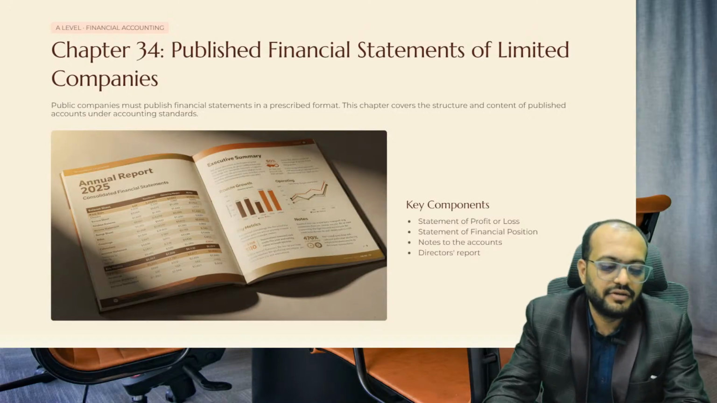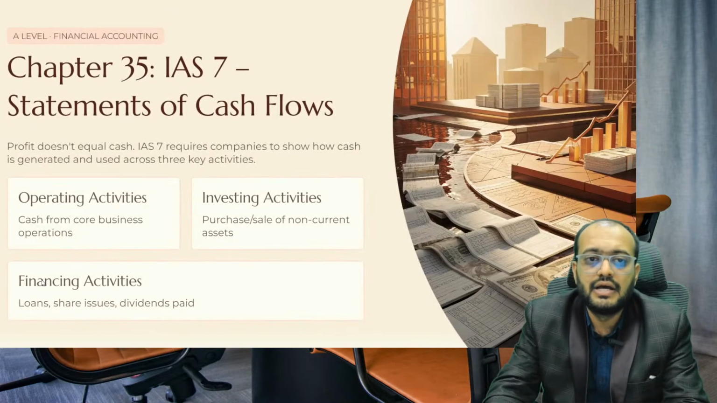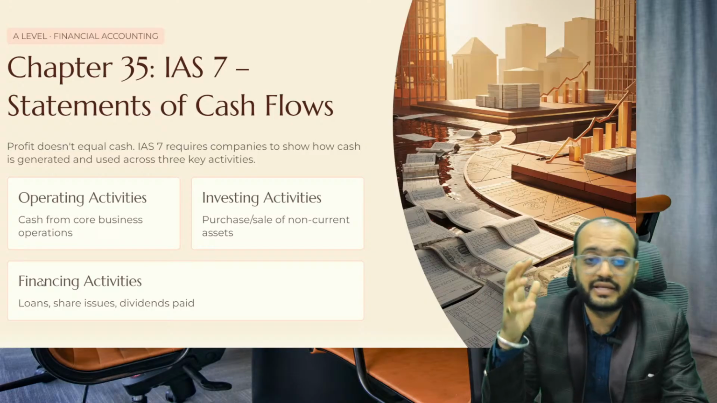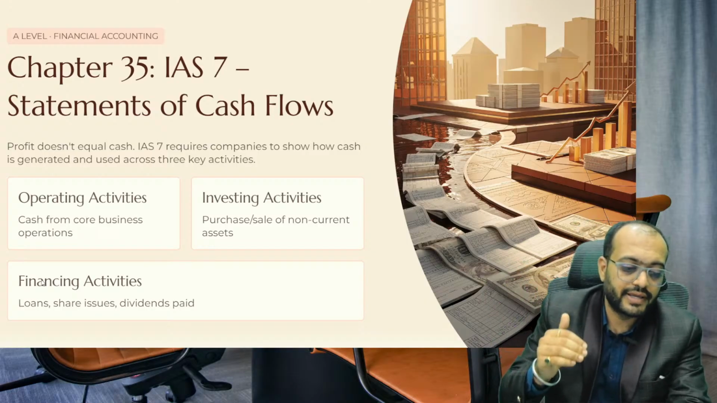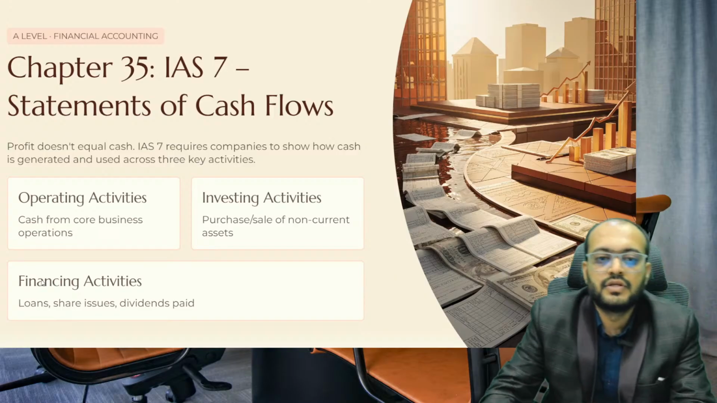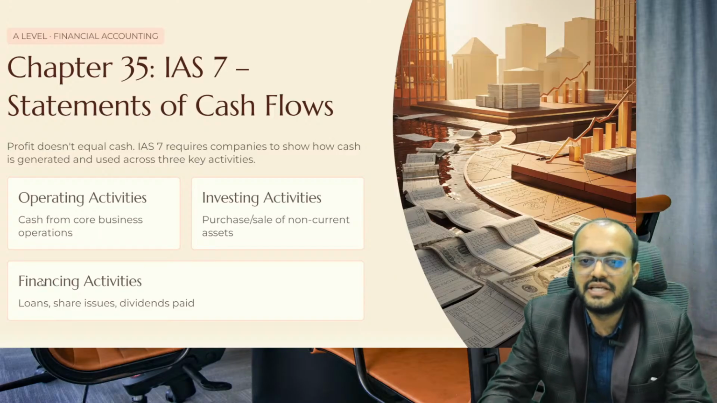Next, chapter number 35, IAS 7, statement of cash flows. Here we'll see there are different activities like operating activities, investing activities, and financing activities where there is a cash inflow or cash outflow. So we have to categorize each cash flow in these 3 different categories, and we have to prepare the cash flow statement, or we can say the statement of cash flows.